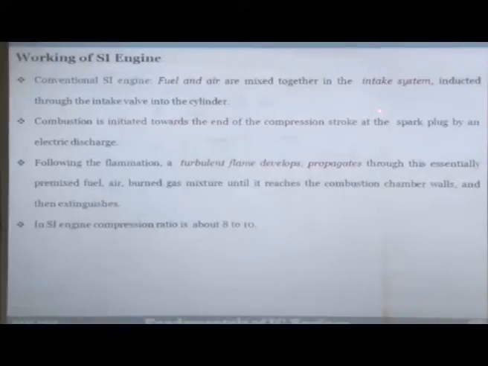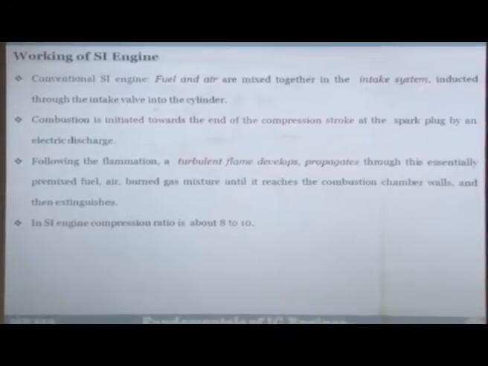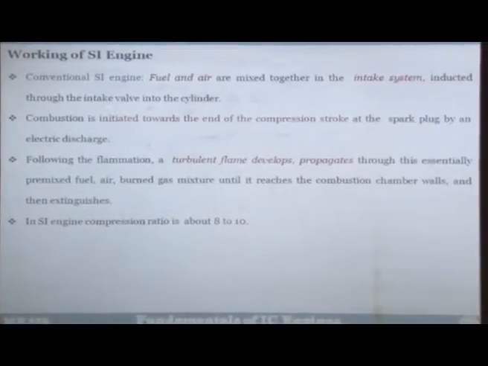So, basically the air-fuel mixture is mixed together in the intake system, either by a carburetor or by a port fuel injection system. It is inducted through the intake valve into the cylinder. Once the piston goes down, it sucks everything in. Okay. And then combustion is initiated towards the end of the compression stroke. You take that mixture in, it is all vapor, nothing is liquid, it is vaporized in the manifold. Then you start compressing it in the compression stroke, and temperature and pressure will go up.